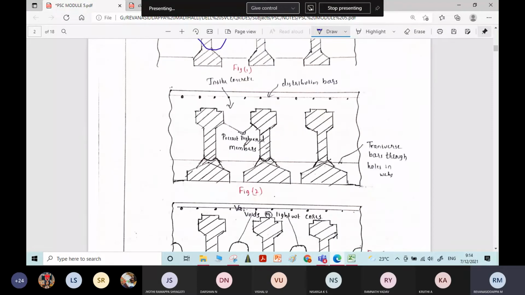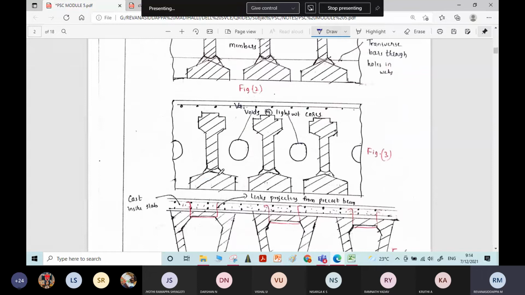Here in the second case, it is a propped construction. I will tell you in detail what propped construction means in the next topic. Propped construction means these girders are submerged into the thickness of the slab. So when the load acts on the structure, the whole element will behave as a monolithic member.